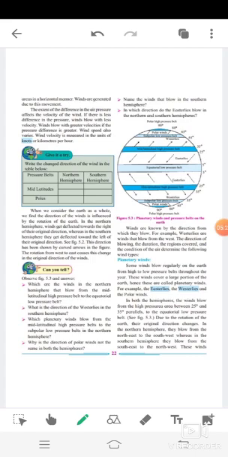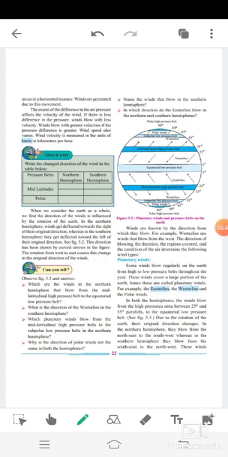Planetary winds. Some winds blow regularly on the earth from high to low pressure belts throughout the year. These winds cover a large portion of the earth, hence these are called planetary winds. For example, the easterlies, the westerlies, and the polar winds.